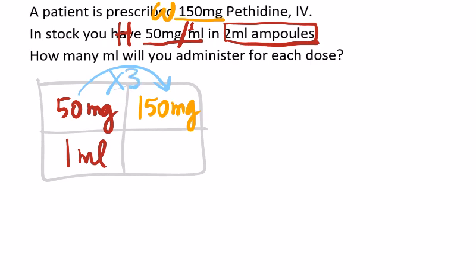3 50s are 150. So that means the mils will have to follow the same proportion, will be increased by 3 times, and 3 times 1 will be 3 mils. So that is our estimate. 3 mils is what we think the quantity of drug will be.